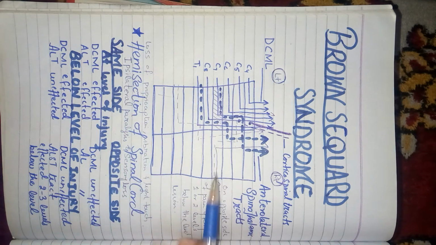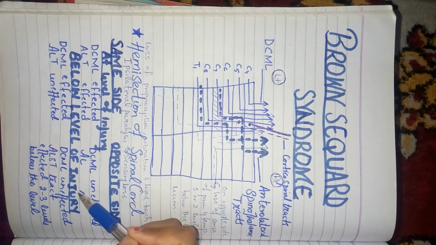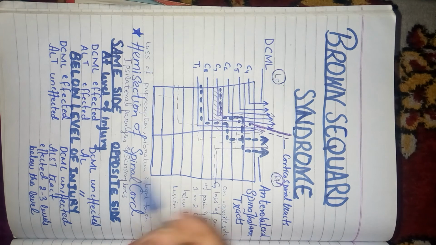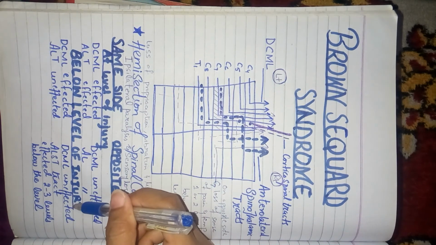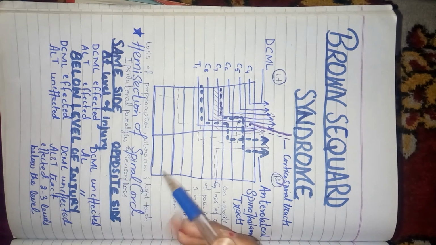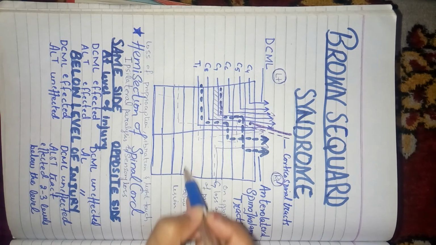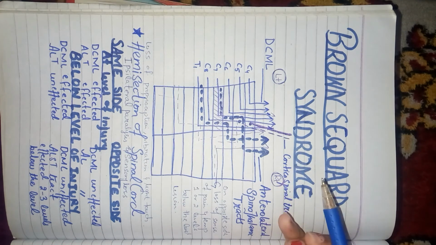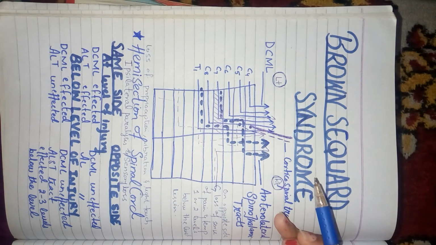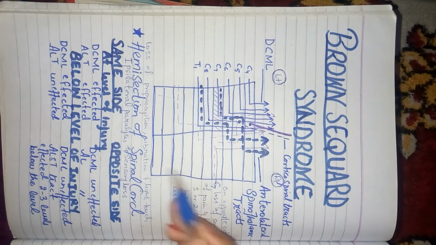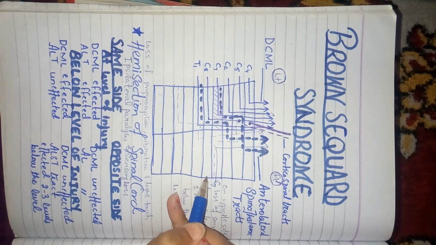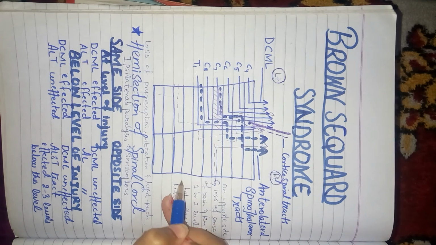Now what will happen on the opposite side of the injury below the level of the lesion? On the opposite side, again DCML will be unaffected, because DCML simply enters and travels upwards. They don't need to cross anyway in the spinal cord. But the anterolateral spinothalamic tract on the opposite side will be affected 2 to 3 levels below the level of lesion.